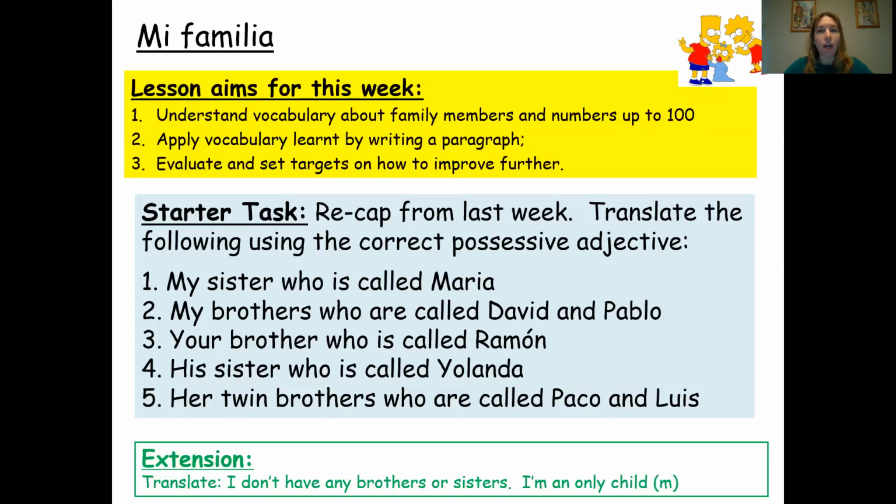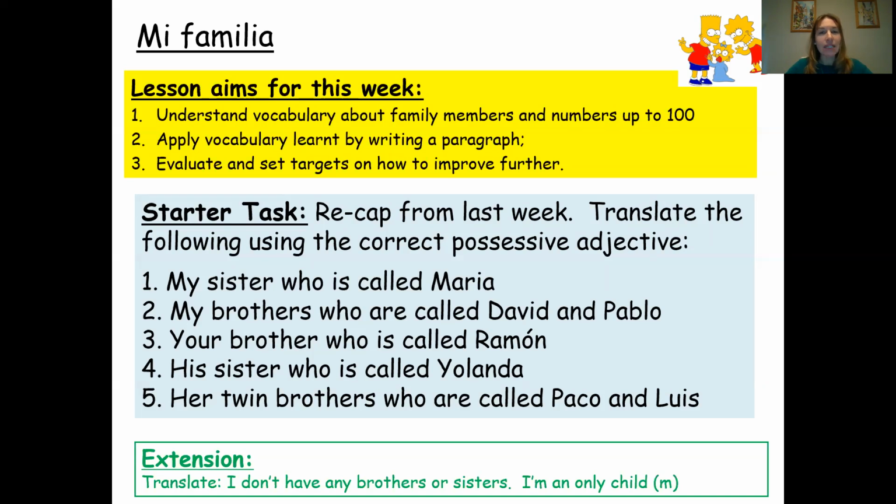Okay, so you need to write the English and the Spanish in your books. So what you can do, pause me now whilst you do that. Oh, and there's always an extension activity as well. So it's to translate, I don't have any brothers or sisters, I'm an only child. So you can do that one as well if you feel up to the challenge. So pause me now. Excellent, well done. So let's go through the answers.